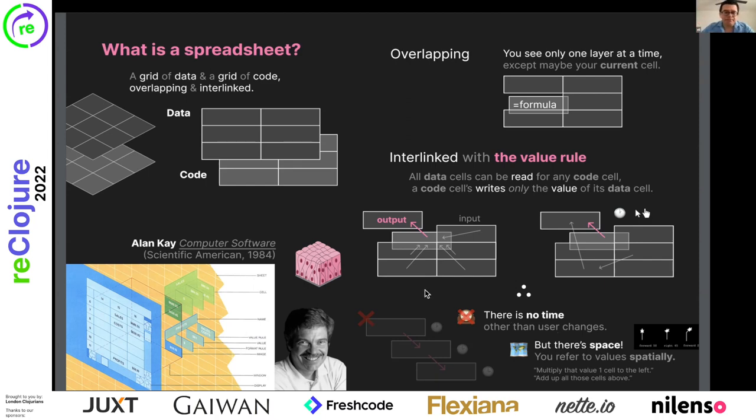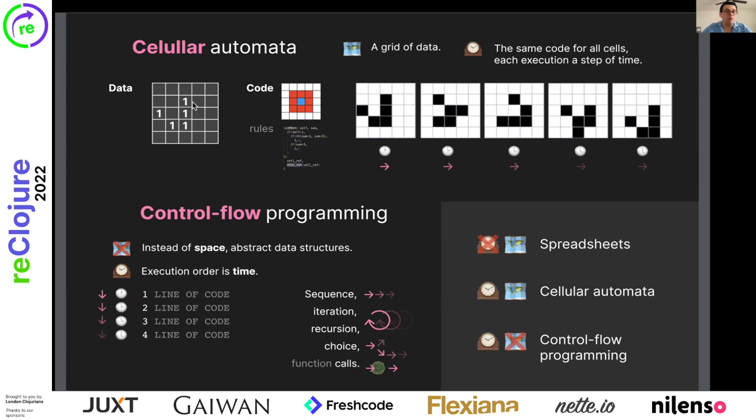Let's contrast them with cellular automata, where there's a data layer to a grid, but the code is the same for all cells. And we think of time as each execution being a step of time. So here we have the famous glider, and we take one step, and then it repeats itself, right? So time happens. This is a movie, okay?